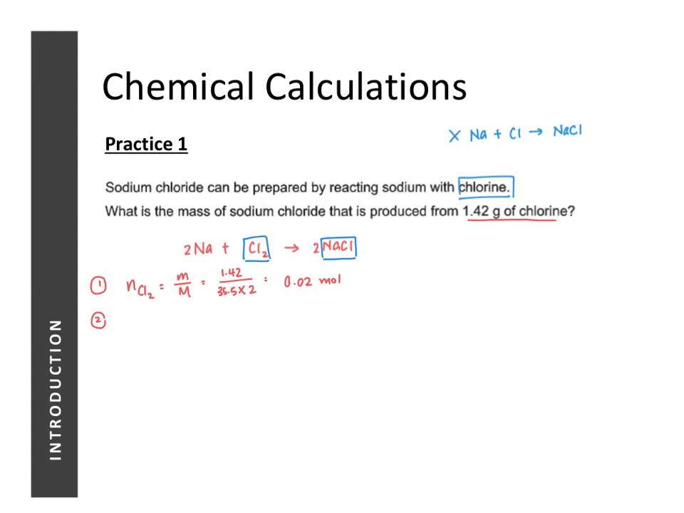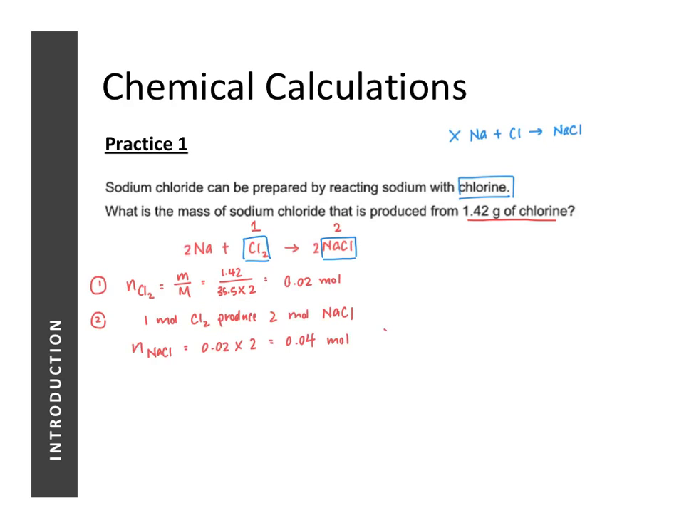So what is the ratio like? The ratio is this: 1 mole of chlorine will give me 2 moles of sodium chloride. So from the mole ratio we can now find the number of moles of sodium chloride. How? If 1 mole of chlorine produces 2 moles of sodium chloride, 0.02 moles of chlorine will produce 0.02 times 2, which is 0.04 moles of sodium chloride.